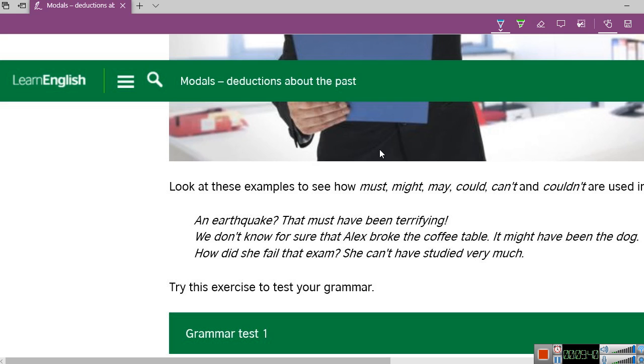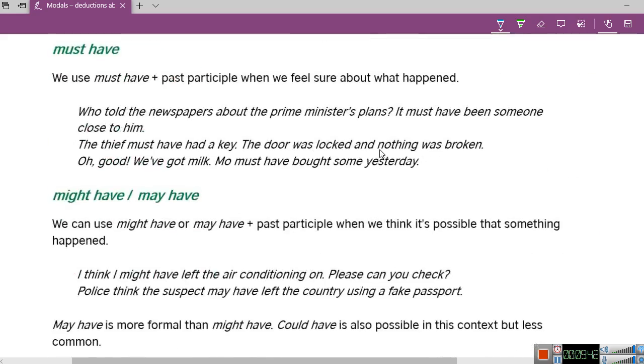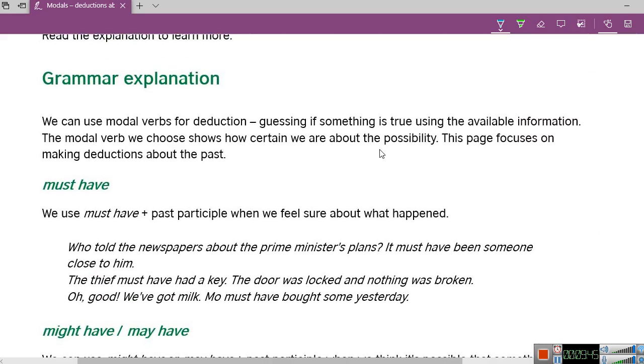Alright, so let me read this for you guys. Grammar explanation. We can use modal verbs for deduction, guessing if something is true using the available information. The modal verb we choose shows how certain we are about a possibility. Notice how we're talking about a kind of gradient. We show how certain we are about a possibility.